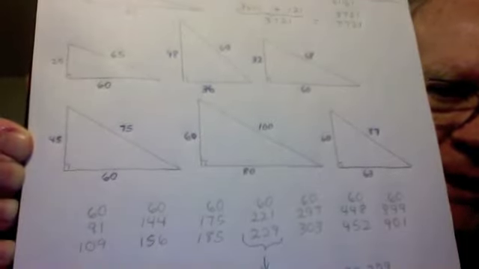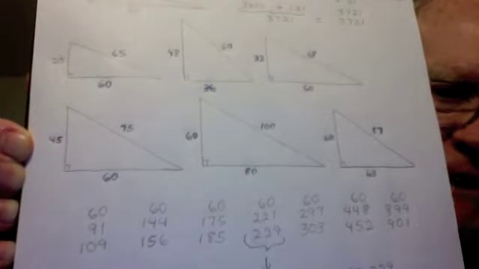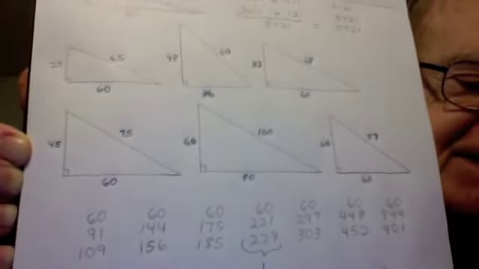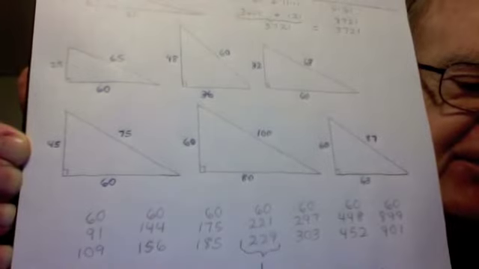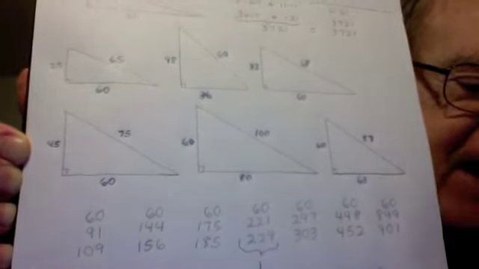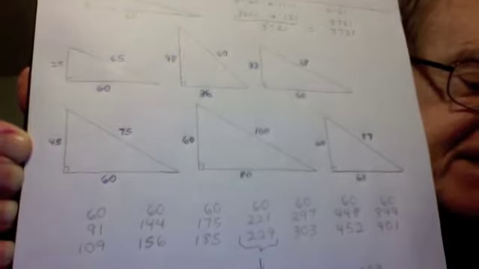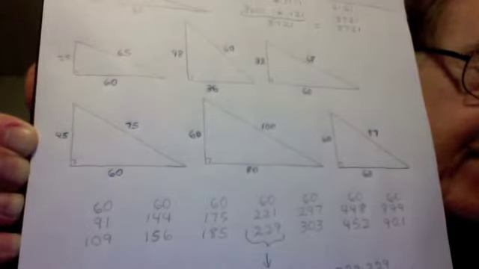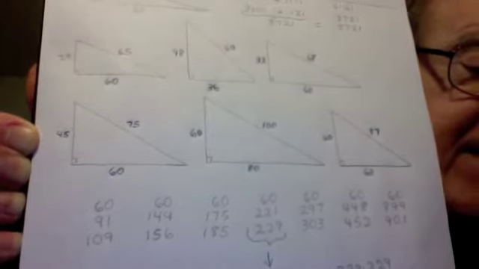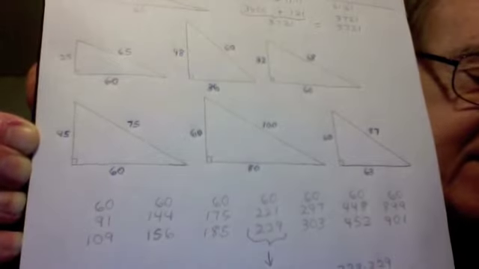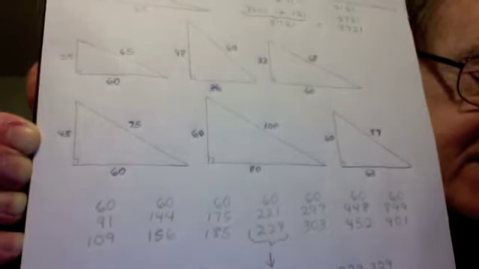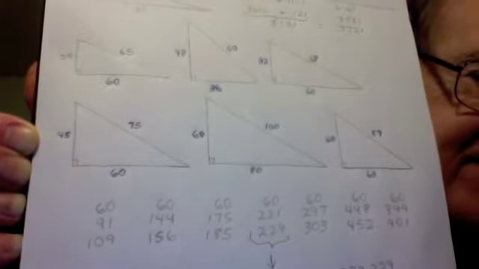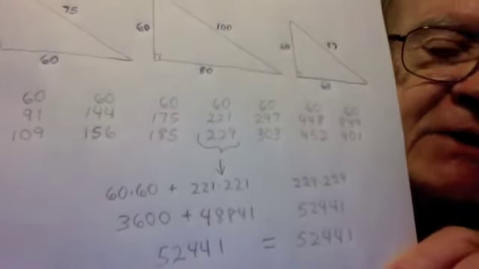And here are other groups of three counting numbers, including 60, that can be lengths of sides of a right triangle. And by the way, these triangles are not drawn to any consistent scale. We have 25, 60, 65; 36, 48, 60; 32, 60, 68; 45, 60, 75; 60, 80, 100; 60, 63, 87; and also 60, 91, 109; 60, 144, 156; 60, 175, 185; 60, 221, 229; 60, 297, 303; 60, 448, 452; and 60, 899, 901. We can check any of these groups and verify that they satisfy the Pythagorean equation.